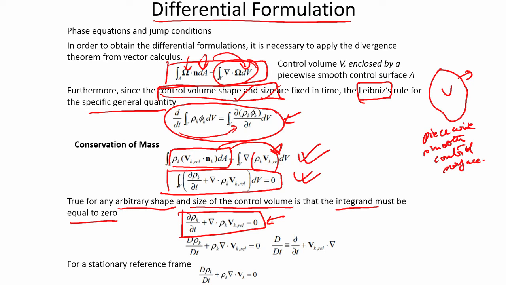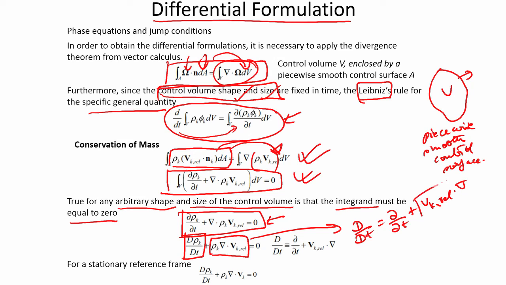This can be written with a material derivative, d rho by dt, plus this divergence component, which is the divergence of velocity. This d by dt is nothing but the material derivative, as I said just now. It is composed of the time derivative plus v relative into the corresponding operator, and this acts on the density.